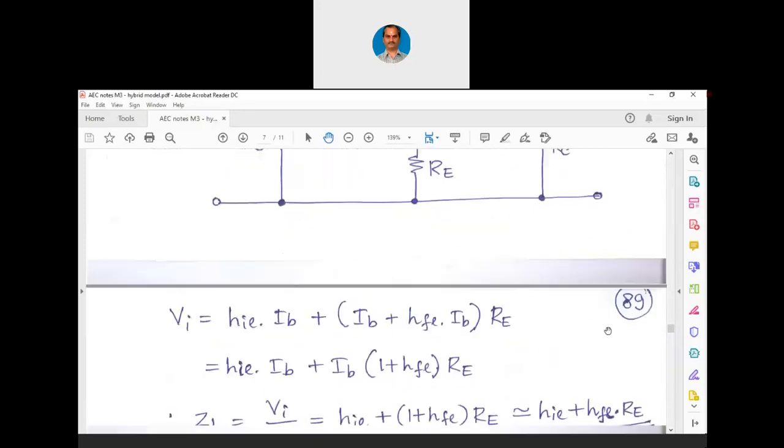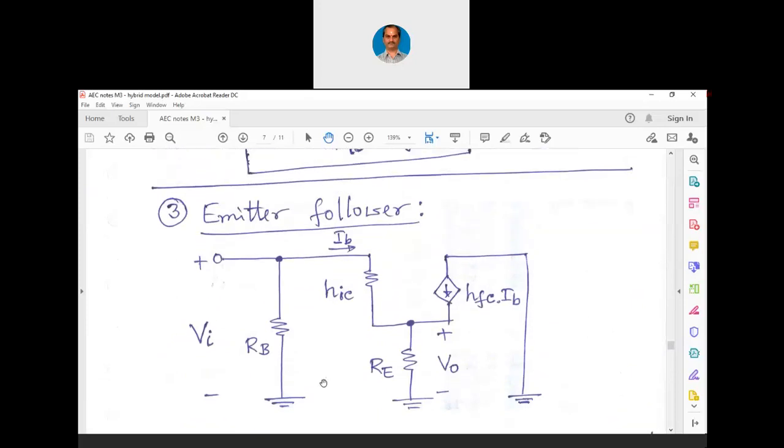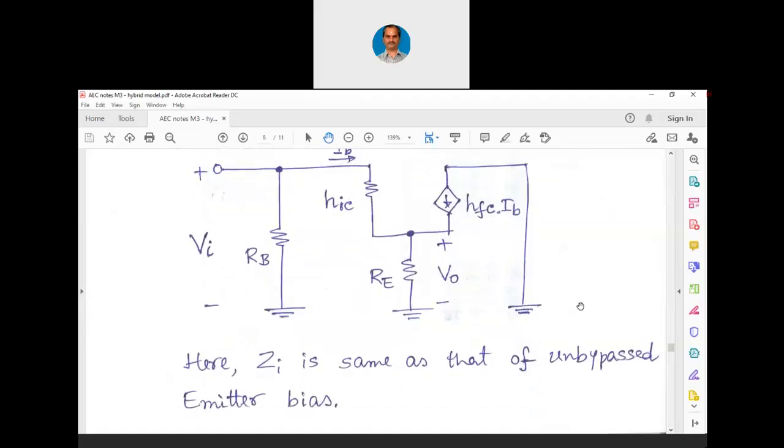Now the input circuit is same. Only thing is output is now taken at the emitter instead of the collector. Collector is connected to VCC, so we have AC ground here. That is the only difference. Otherwise, input analysis is same. That is where purposefully we discussed unbypassed emitter bias earlier. So Zi is same as that of the unbypassed emitter bias. So let us try to find out the other factors, output impedance and the voltage gain.